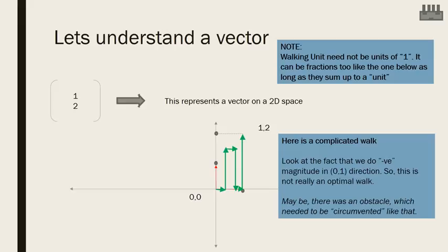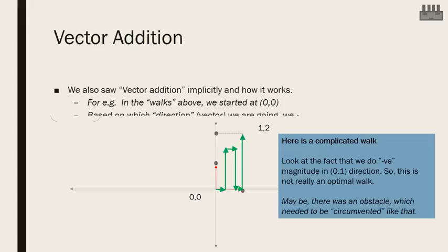No, you can walk 0.25, then you can go up, then you can turn right, you can come down. You can walk however you want along the axis to reach your vector. So ultimately, when you add up all your itinerary, you will just get 1 comma 2. So that's the whole idea.